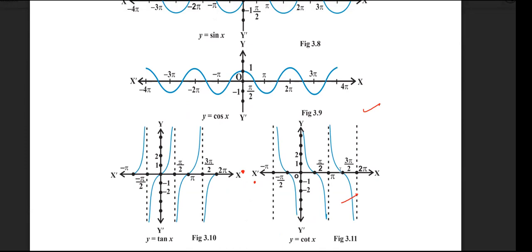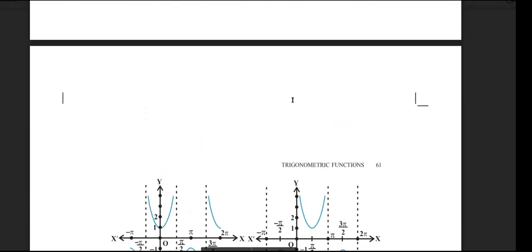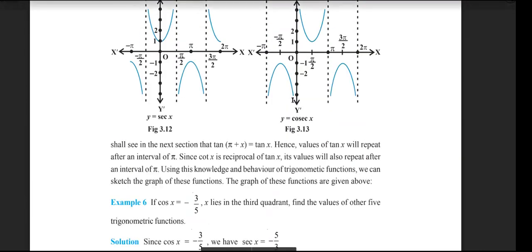So you don't have to actually plot every point. Just draw it randomly. Right? We will discuss these graphs in detail when we study graphs, but basically you should know sine, cos and tan. If you don't know the rest, no problem, but sine, cos, tan you should know. Okay?